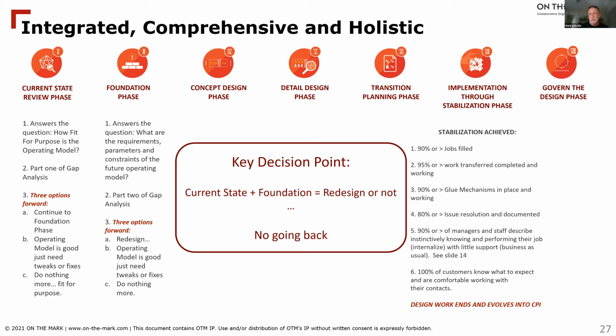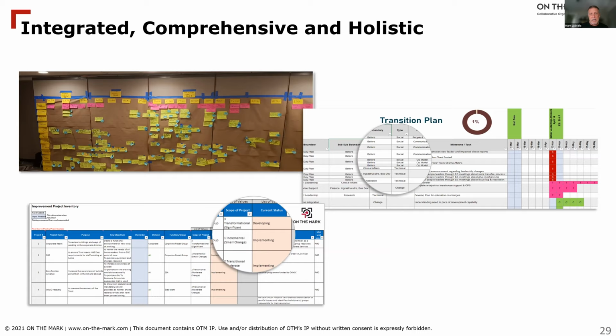Another example of integrated and comprehensive and holistic. If you look here down at the bottom left-hand side, one of the things that we do when we start a design project is we actually work with the customer to identify all the current or planned improvement projects that are going on and make a decision on those, either to postpone, integrate, stop, or continue, but watch. Because a design project is so encompassing, many times there's lots of projects that are actually trying to fix that actually become unnecessary.